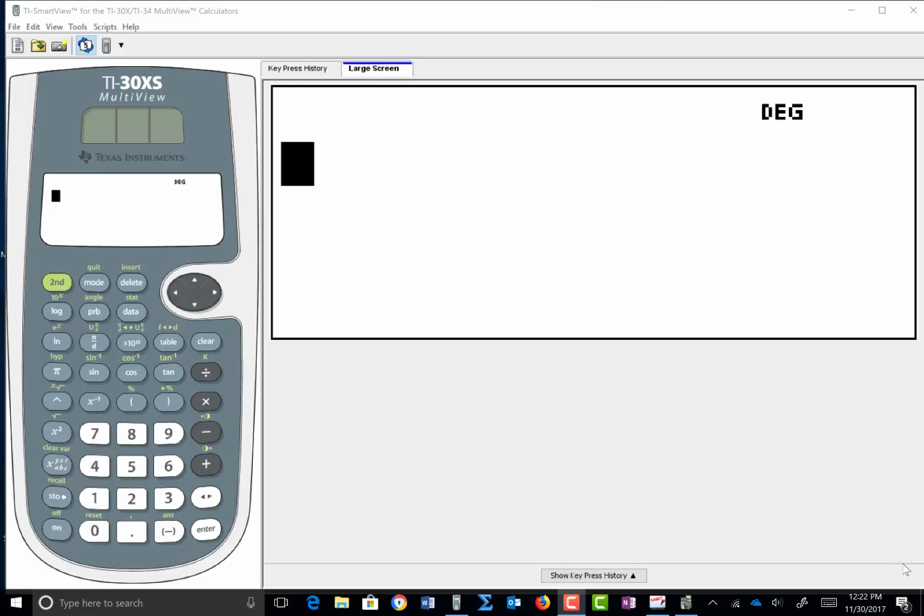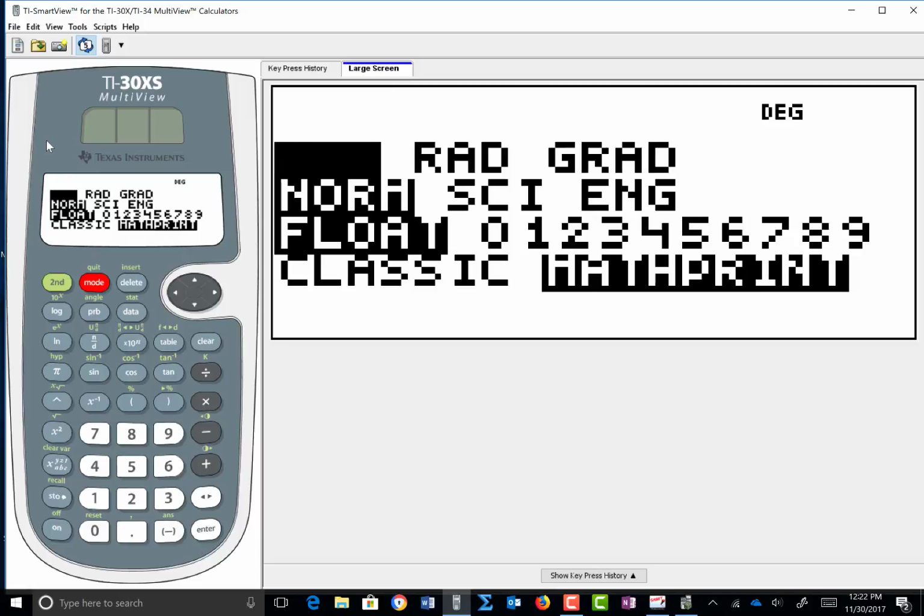For trig calculations, you need to make sure that you're in the correct mode. So if you're doing something with degrees, make sure that you're in degrees. If you're doing something with radians, you need to hit mode, use your arrows, and change it to radians. So you would slide over, go to radians, and hit enter. So I'm going to put it back in degrees. Hit enter and go from there.